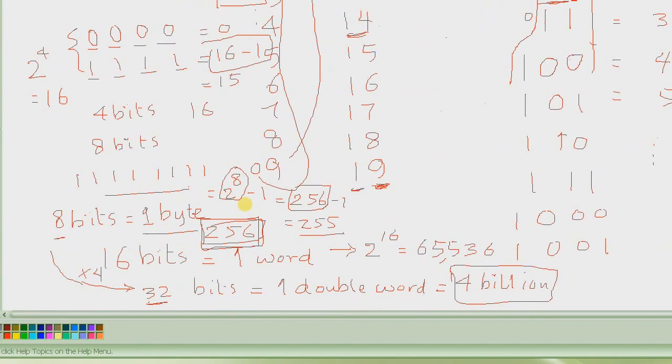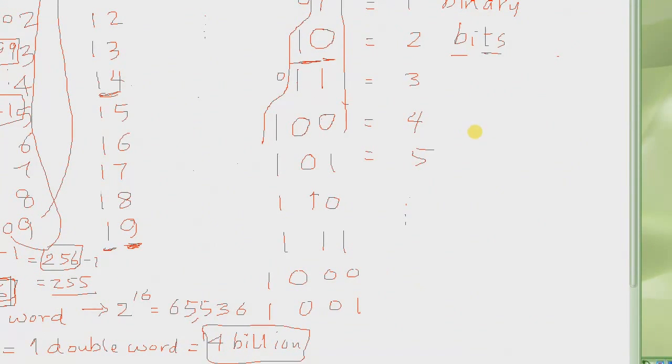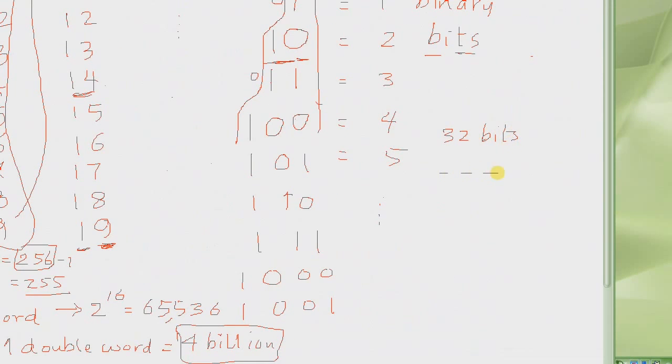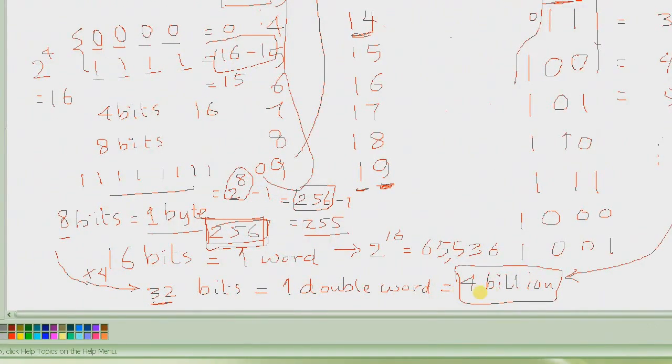Anyway, so this is the introduction. If I have a memory location somewhere in the computer which has 32 bits of space, and I ask you what is the maximum number, or how many total numbers you can write in this much space using the binary number system, you should answer 4 billion, because 32 bits is equal to 1 double word.